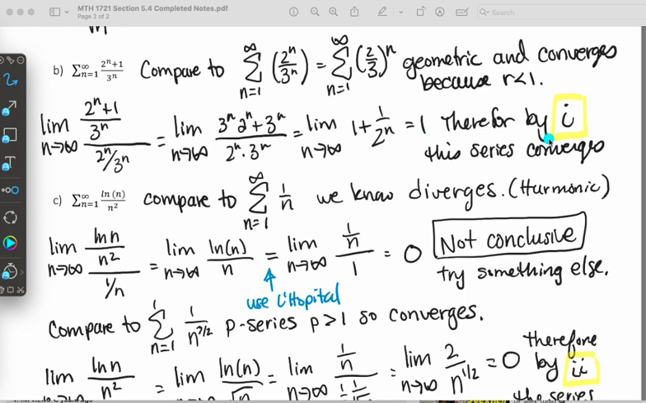So, by the first part of the limit comparison theorem, it says if you get some limit other than 0, then either both series diverge or both converge. Since we compared it to the geometric series of 2 over 3 to the n, and I know that converges, I know that this series we were looking at also converges, and that's by the first part of the limit comparison test.